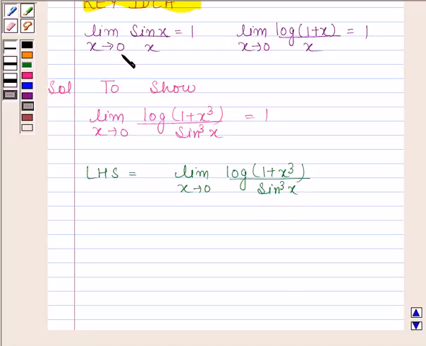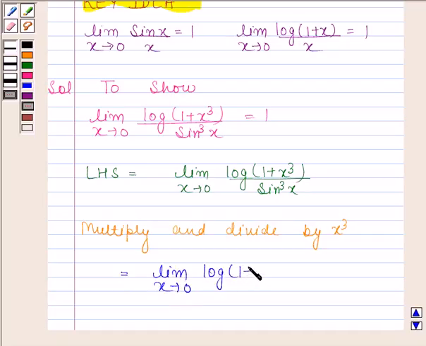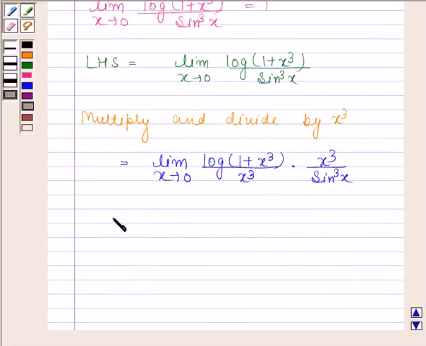Now, in order to make use of these two theorems, we have to multiply and divide this expression by x cube. So by multiplying and dividing this expression by x cube, we get limit x approaches 0 log 1 plus x cube by x cube into x cube upon sine cube x. In the limits, we get limit x approaches 0 log 1 plus x cube by x cube into limit x approaches 0 x cube by sine cube x.